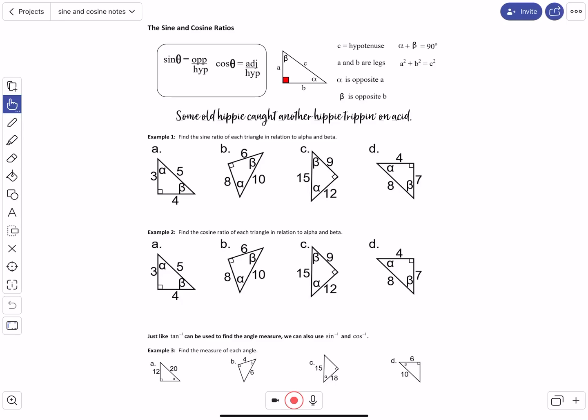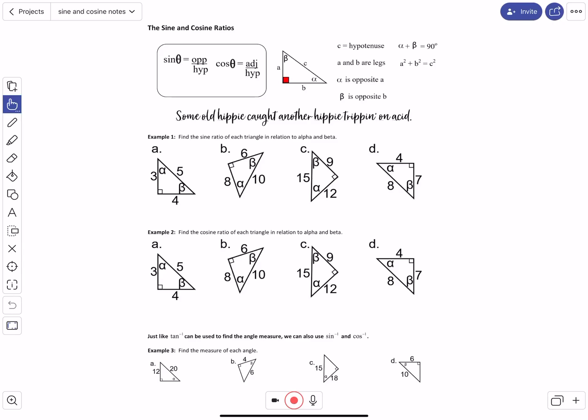Notice the diagram at the top of our notes. It's still the same. We're still incorporating alpha and beta. C is still going to be the hypotenuse. That's still going to be your longest side of the triangle. Your two angles have to add up to be 90 degrees. We're still going to use Pythagorean theorem if necessary. A squared plus b squared equals c squared.